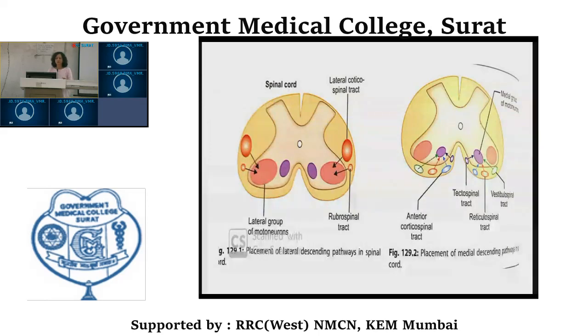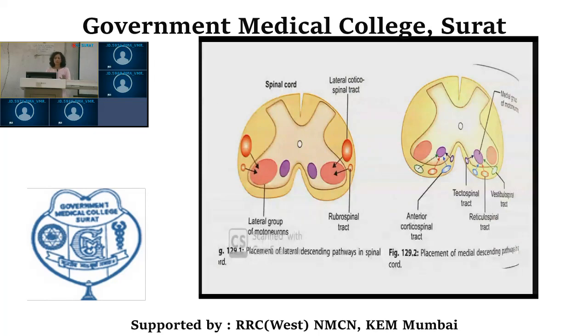Out of these, there are some Betz cells present in the fifth layer of the cortex. There are about 30,000 Betz cells, and they contribute 3% of the motor tracts. These tracts are known as pyramidal tracts because they pass through the medullary pyramids. As these corticospinal tracts pass through the medullary pyramids, they are named pyramidal tracts.